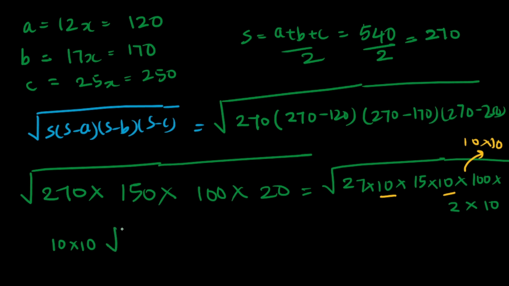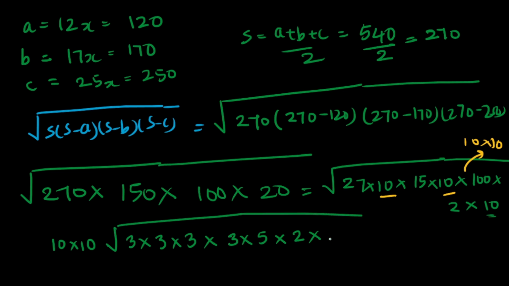Then you have root of 27 into 15 into 2 into 10, right? We'll simplify this and write. So 27, you can write it as 3 into 3 into 3, right? Then 15, you can write it as 3 into 5. Then into 2. Then this 10 over here, you can write it as 2 into 5, right?